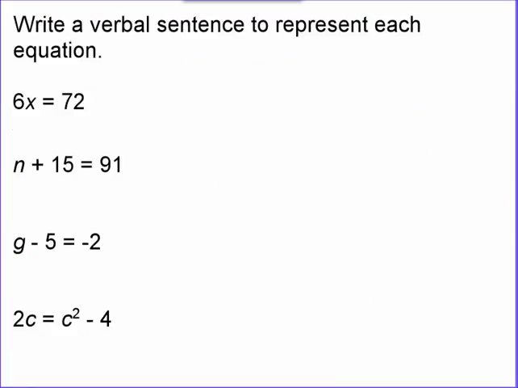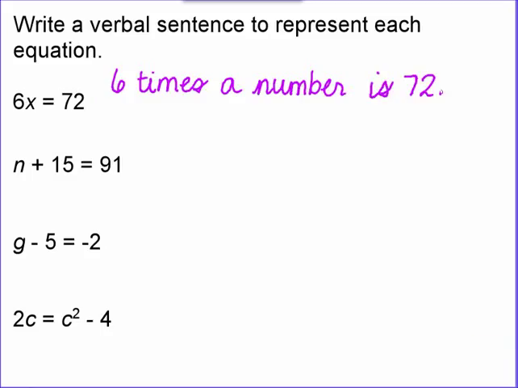Okay, so here we go. Write a verbal sentence to represent each equation. So 6x equals 72. Now we're going to write it out in words. So this would be 6 times a number equals 72, or what's another word for equals? Is. 6 times a number is 72. So for equals, you can use the word is. Otherwise, you could have put 6 times a number equals 72. The reason why I put is because it's shorter, less writing.